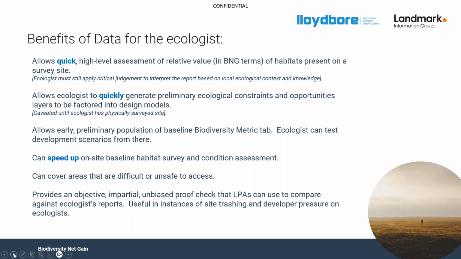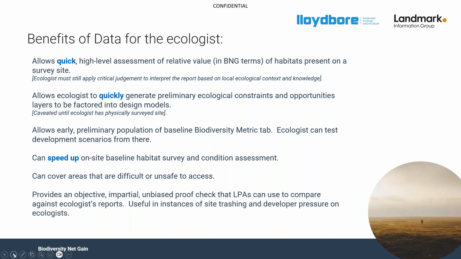It can also help speed up the actual on-site baseline habitat classification and condition assessment. There's an element of the ecologist needing to scrutinise everything that's been generated through this preliminary mapping. However, provided that the habitat polygons match up with where the ecologist would have mapped them, that saves a lot of mapping time on site. So there'll be things we disagree with and want to realign slightly, but largely this will save quite a lot of time in terms of baseline mapping.